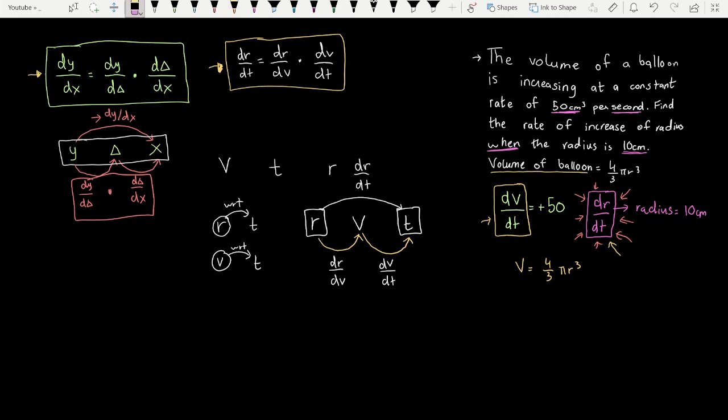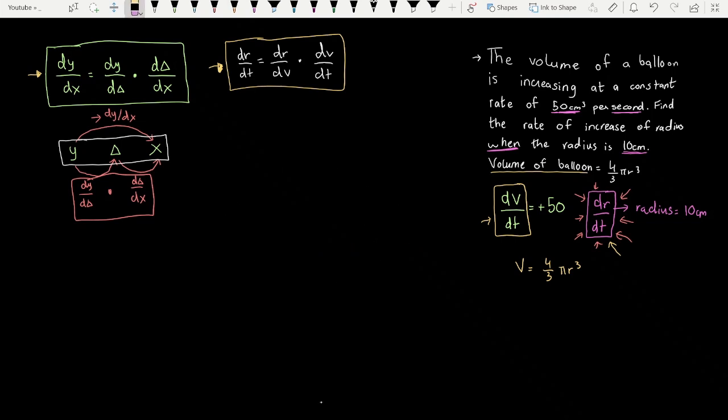The rest of the question is going to be really easy, so I'm going to show you how we can do that. We know that dr by dt is equal to dr by dv multiplied by dv by dt. Do we have our dv by dt? Well, yes, we do. It's positive 50. Now, do we know what dr by dv is? No, we have no idea what dr by dv is.